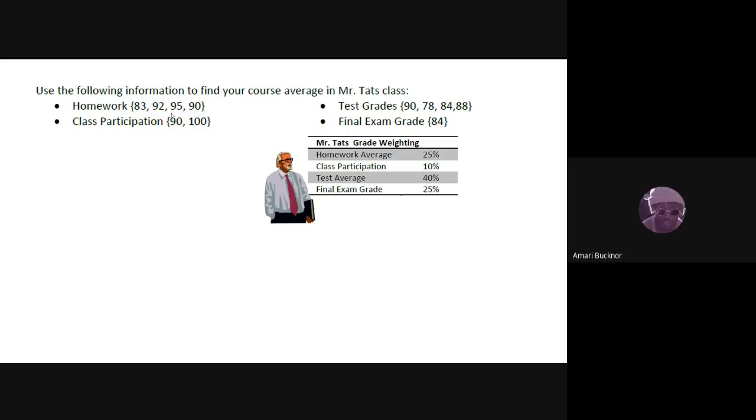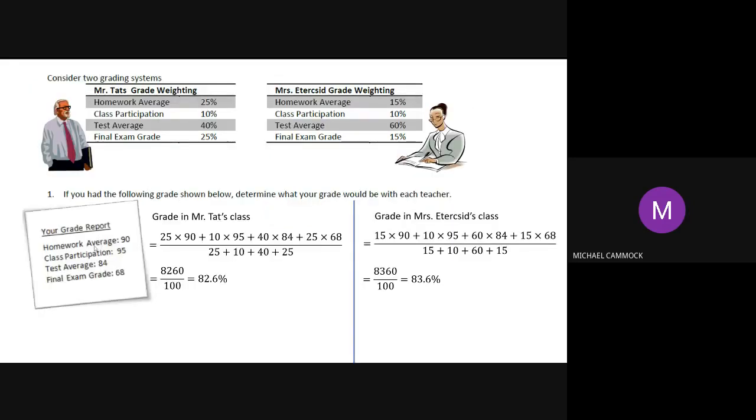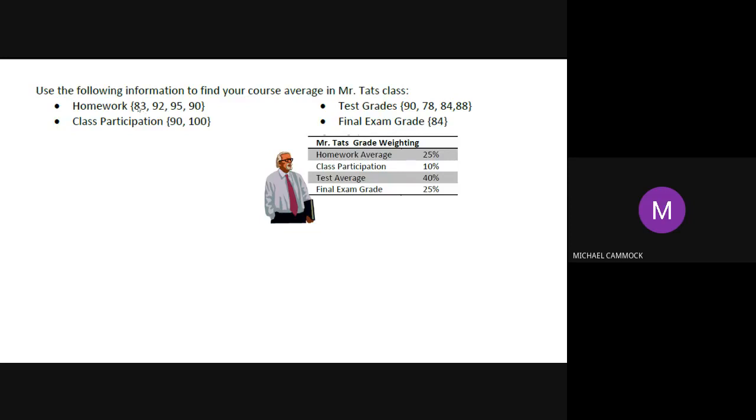Sure. What mark should I use for his homework mark? Let me take you back a little bit. In the question before this, they gave you the homework average of 90%. But this time, they're just giving you different homework marks: 83, 92, 95, and 90. So which of these should I use? What number should I use for homework? That's the question. What do you think might be a good way for me to figure this out?